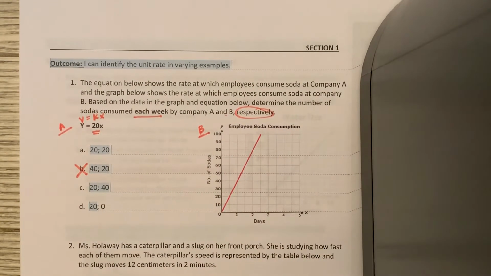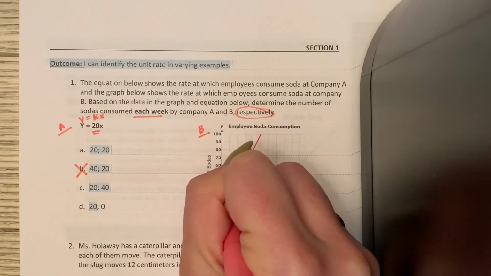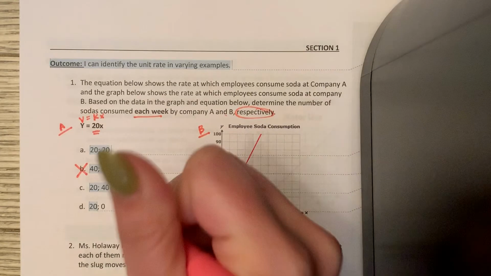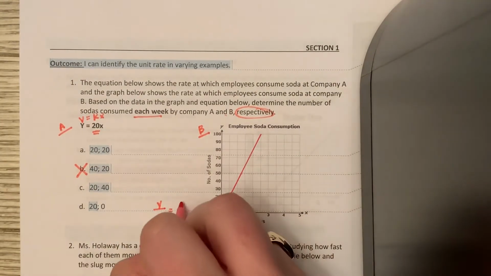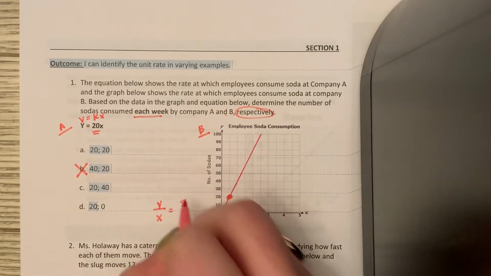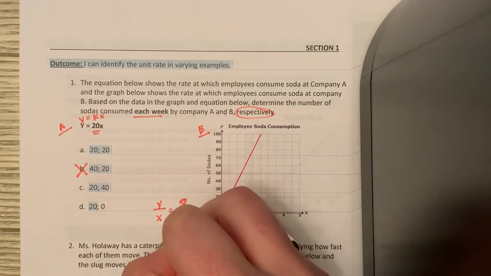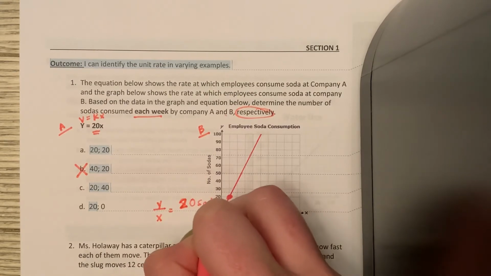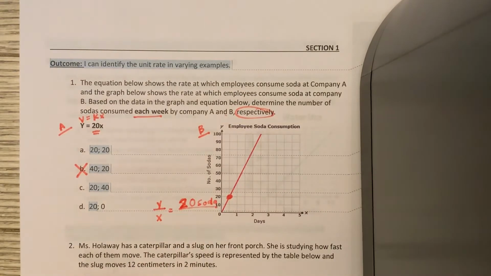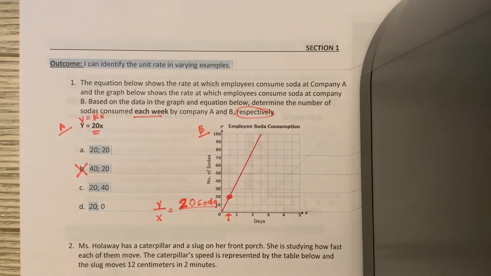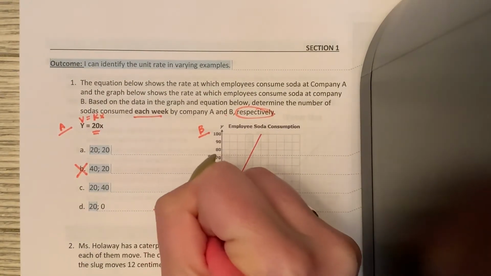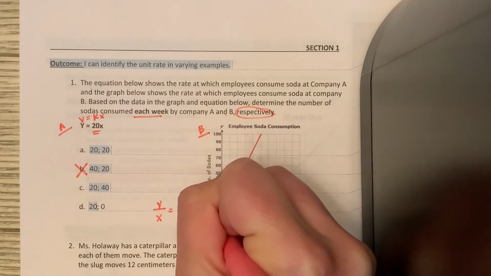In graph B, we're looking for our unit rate. And we know that we can find that using a perfect point. So I'm going to put my y over x, just like we did yesterday. I see that my y is 20 sodas. Y'all know I struggle with writing. 20 sodas for every... And then I see that I'm at this kind of weird point right here. I don't actually see that this is 1 day. Instead, this is 0.5 days.